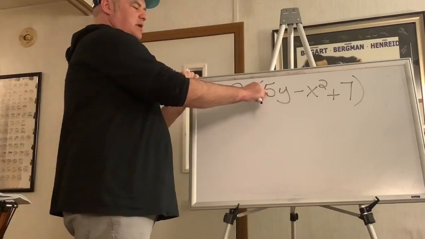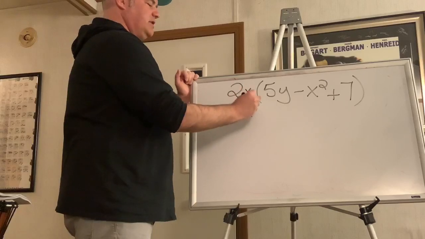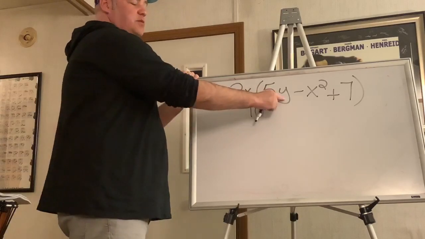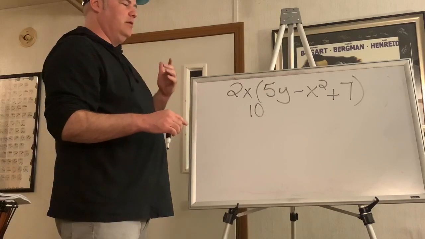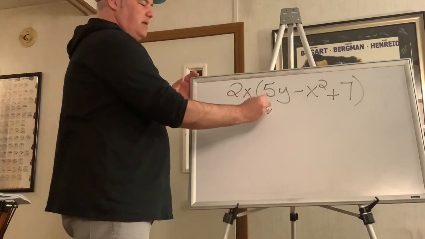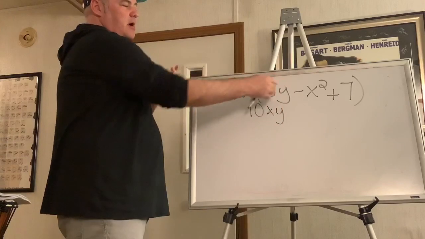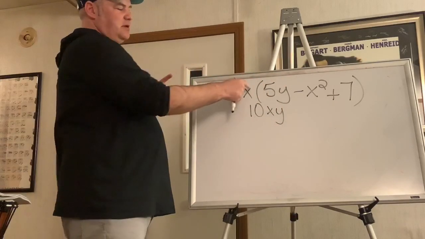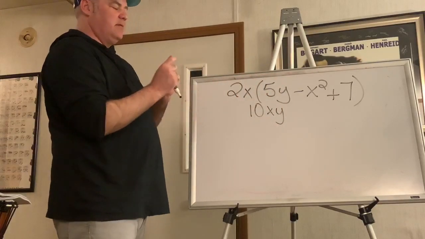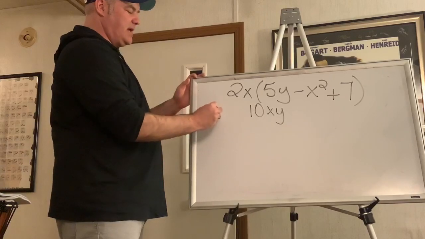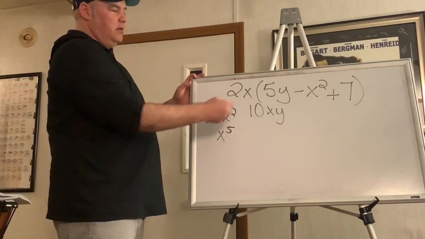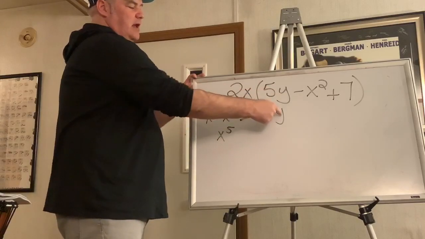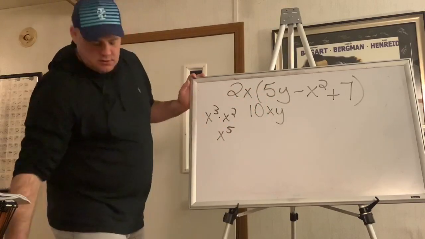Okay, so 2x times (5y minus x squared plus 7). So this I'm going to do 2 times 5, which is 10, x times y, which you say, wait a minute, we've not seen that yet. Well, anything times you can just write by each other, xy. I can't add any exponents because one's an x and one's a y. So I remember when I said keep the base the same and add the exponents, well, that's when they're the same base. Well, these are different bases, so you've got to keep them separate. So it's 10xy.